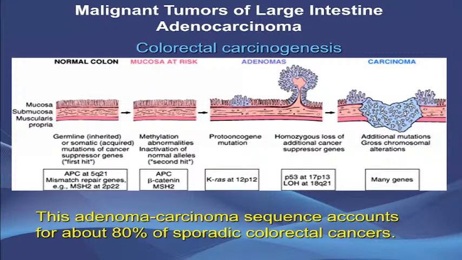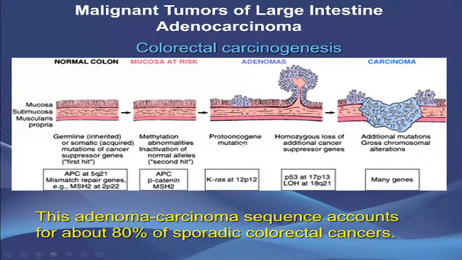So you have a normal mucosa, then a mucosa at risk, and the individual who is at risk, or various risk factors, and the underlying germline inherited or somatic acquired mutations are the first hit. Then methylation abnormalities with inactivation of normal alleles become the second hit.